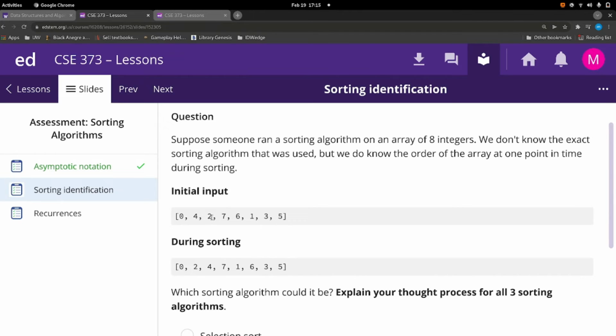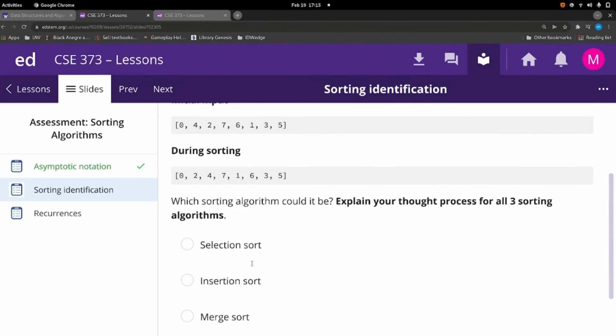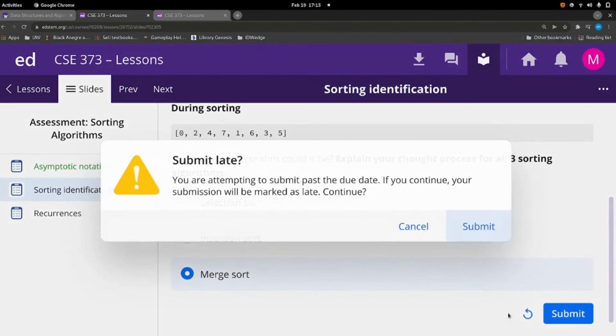Okay, so merge sort, you have to sort the left hand side and sort the right hand side and then merge them. So you start with the left hand side, and then you go to the left hand side again. 0, 4 sorted, 2, 7 sorted. Those two merge to 0, 2, 4, 7, just like this. And now you go to the right hand side. You sort the left hand side, and I have 1, 6. And then you sort the right hand side of 3, 5, and there you go. It'll be a merge sort.